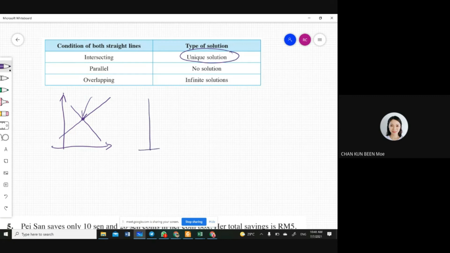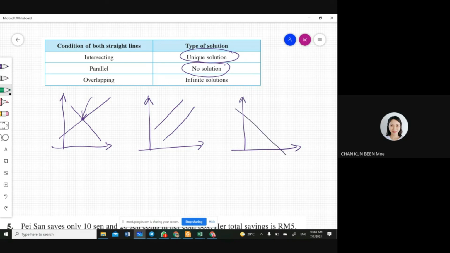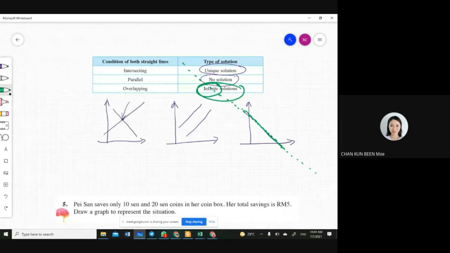If you have a parallel line, so the line doesn't intersect at all, so there's no solution. And then if the line is overlapping, for example, you have a line here, and then it overlaps with another line here, exactly the same. So infinite solution, meaning that there are a lot of solutions in infinity, not finished. Because any point on the line can be the solution, and the line can be extended till no way that you can find. So it's infinite.